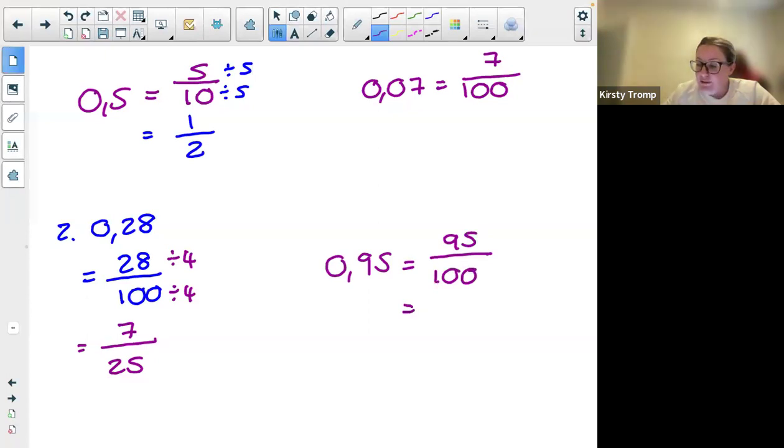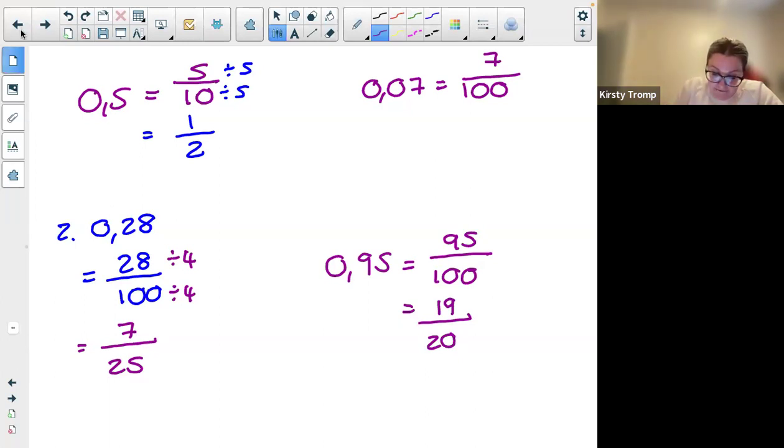What goes into 95 and goes into 100, guys? Tell me in the chat. What did you get? What goes into both? Good, well done. 5 goes into both. So 95 divided by 5 gives me 19, and 100 divided by 5 gives me 20.